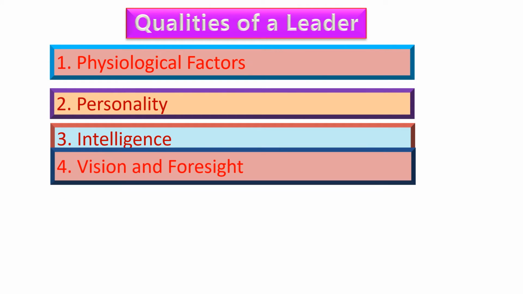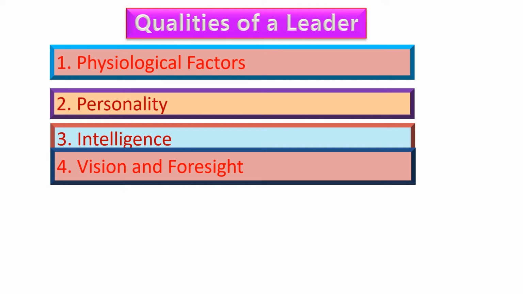Thereafter, the next point is personality. It is said that a sound mind resides in a sound body. Hence, a leader should have sound health and good stamina to work hard. He should have a charming personality. Such a leader has an impact on the minds of his followers.